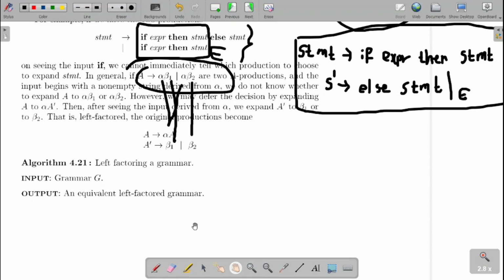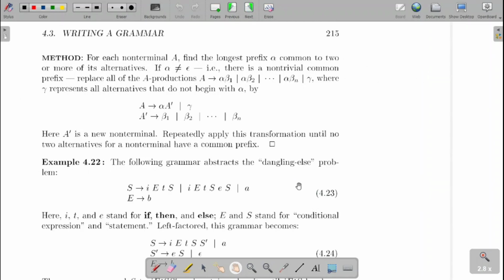The algorithm for left factoring a grammar: the input will be a grammar, and the output will be an equivalent left factored grammar. Fine. Now the number of productions is not limited to one or two. If you have a series of productions like this, A derives alpha beta 1, alpha beta 2, up to alpha beta n, and at the end I have gamma.